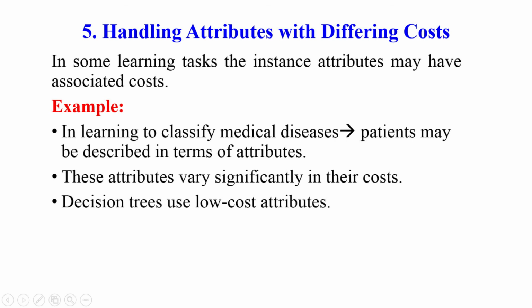Handling the attributes with differing costs. In some learning tasks, the instance attributes may have associated cost. For example, in learning to classify medical diseases, the patient is described in terms of attributes such as temperature, biopsy result, pulse, blood test results, etc. These attributes vary significantly in their cost, both in terms of monetary cost and cost to patient comfort. Decision trees use low cost attributes where possible, and depend on high cost attributes only when needed to produce reliable classification. Means decision tree will consider low cost attributes and can neglect the high cost attributes when it is necessary.